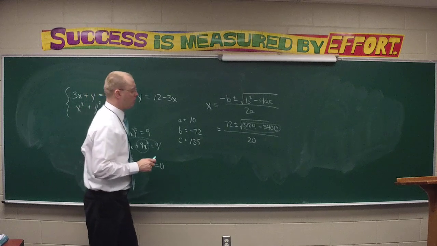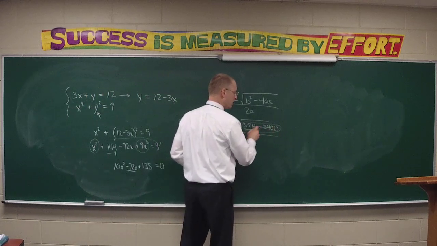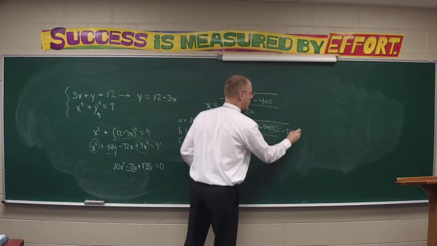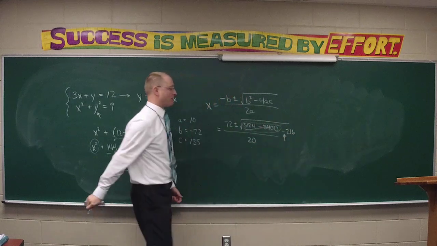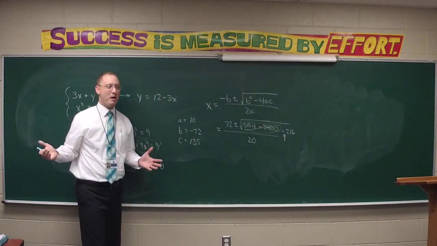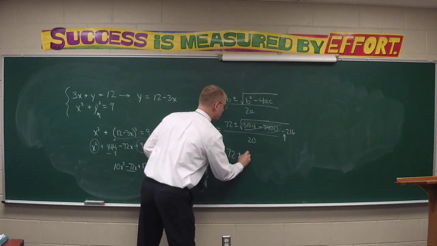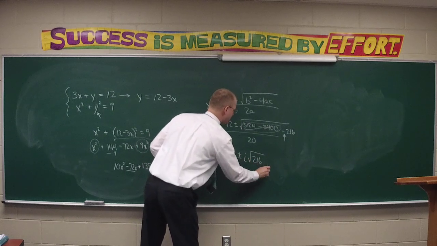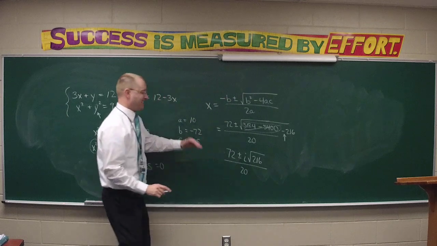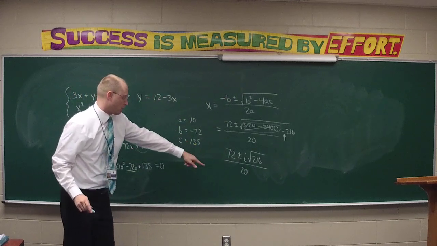Negative 216. Wait a second. Negative? I'm supposed to take the square root of a negative. What do we do when we have a square root of a negative, class? Pull out your i. So this is 72 plus or minus. I'm sure I could simplify more, but let's just stop here for a second. 72 plus or minus i square root of 216 all over 20.